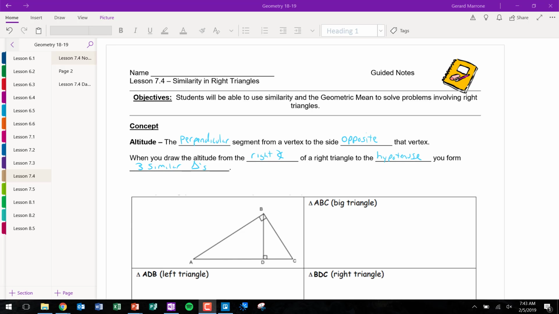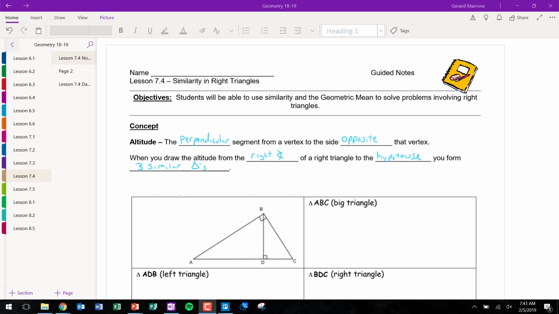So before we get to that, there's a concept up at the very top that I've already filled in for you if you want to take the time to fill it in. But we're going to talk about these ideas of an altitude. If you were to draw a perpendicular segment down from any vertex of a triangle to its opposite side, you create an altitude, and it creates a couple other triangles within a triangle.